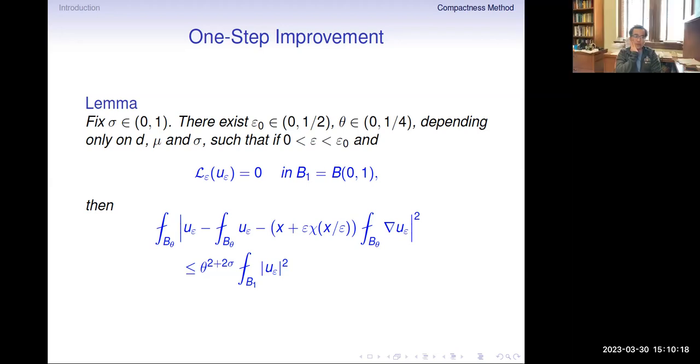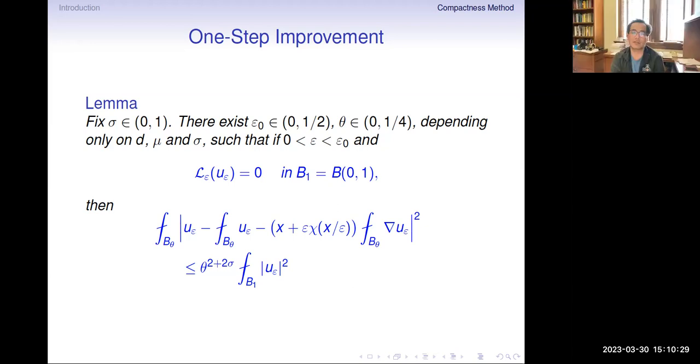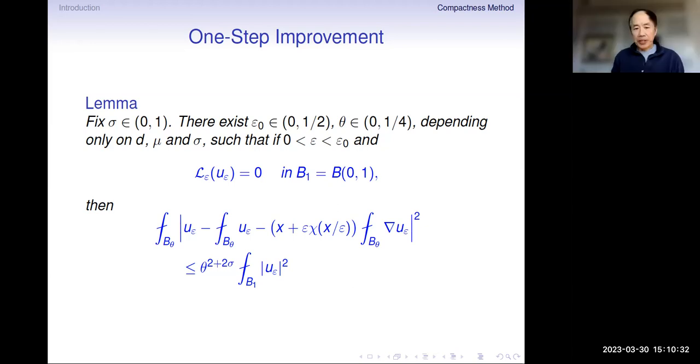Can I ask a question here? This is only true for some theta, right? Not any small theta. Is it the statement like that? Yes. This theta is just some number between 0 and 1/4. That's right. That's why it's called one step. We just go from 1 to theta. In the second lemma, we're going to keep doing this from theta to theta squared, to theta cubed, and you simply iterate the gain you obtain from this lemma.